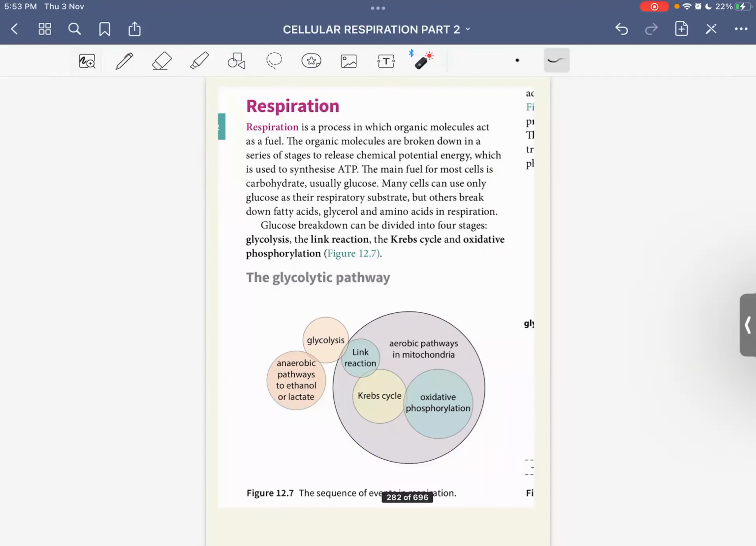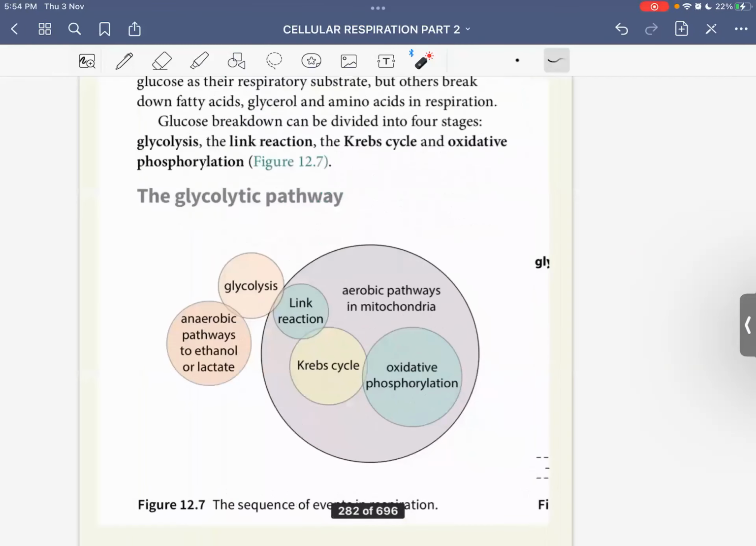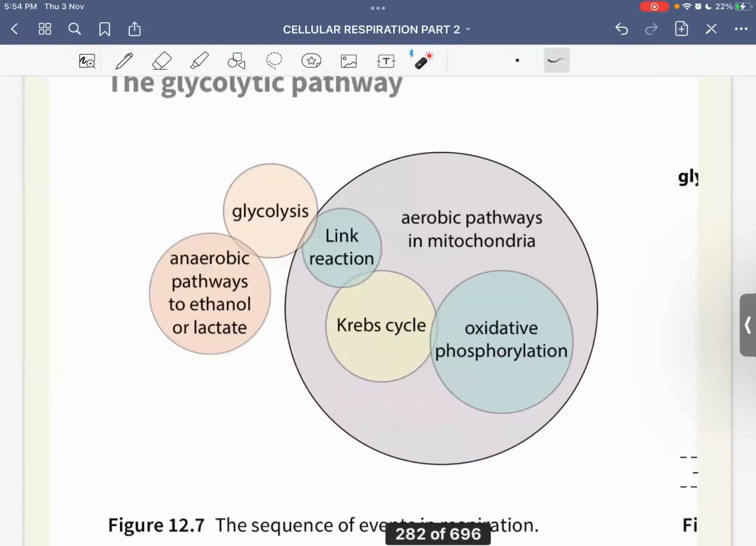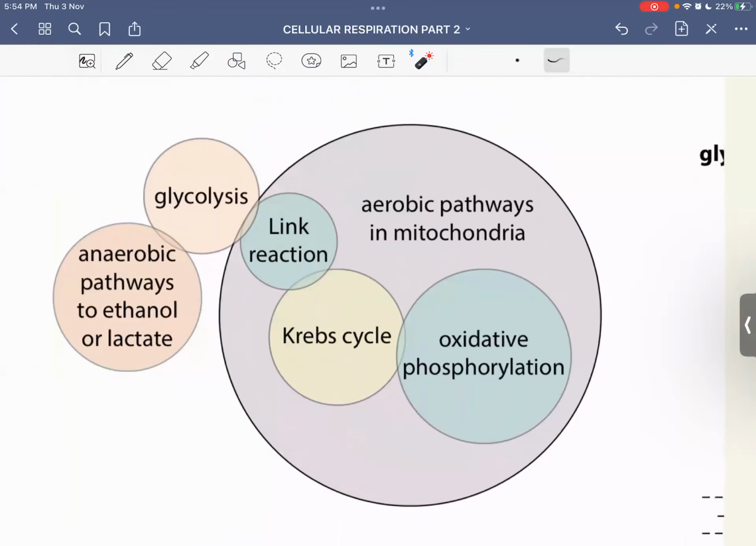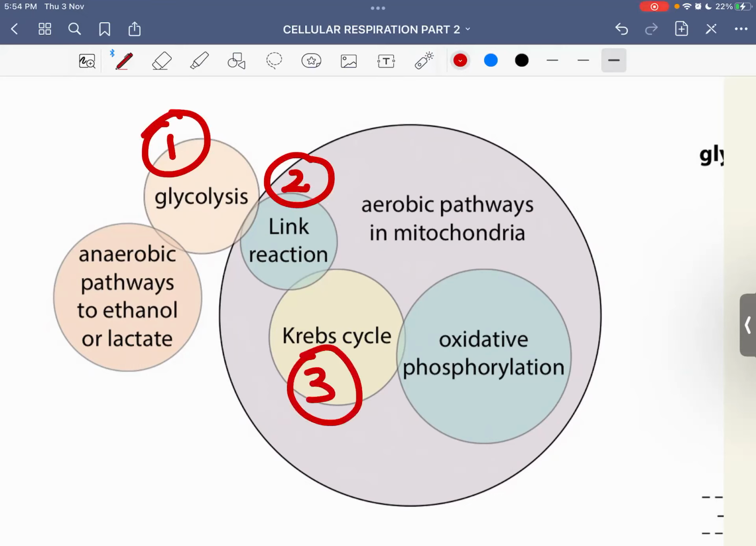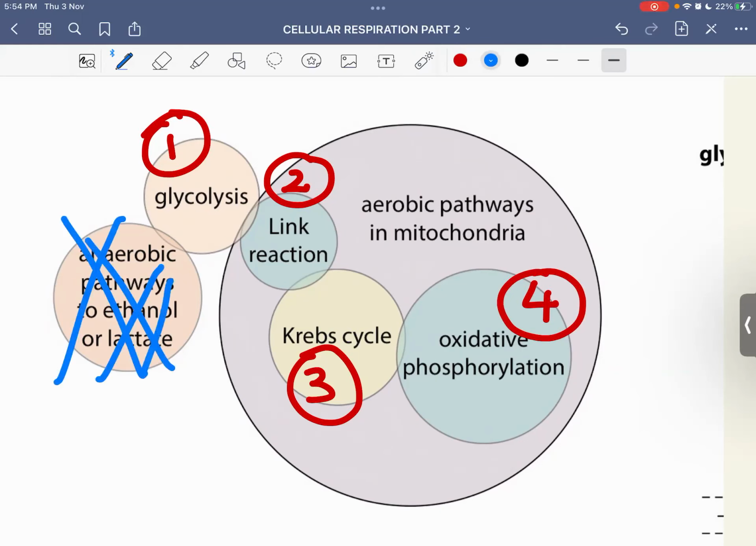Cellular respiration is divided into basically four stages. Stage number 1, glycolysis. Stage number 2, link reaction. Stage number 3, Krebs cycle. Stage number 4, oxidative phosphorylation. Let's leave this for now. Just ignore it. Okay?